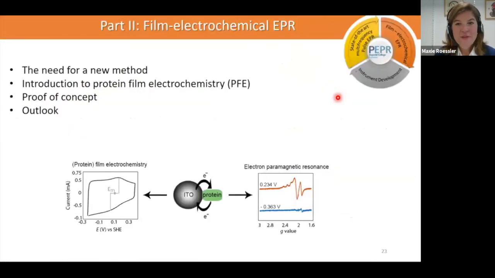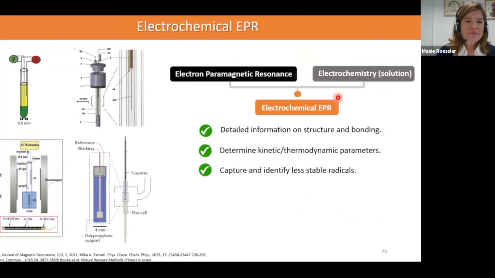So with that, I'd like to switch gears, and don't worry, it won't be as long as the first part, but I'd like to tell you briefly at least about the method that we are developing here, film electrochemical EPR. It's been known for many decades, of course, that it's a useful thing to combine EPR spectroscopy and electrochemistry if you're interested in redox processes and radicals.